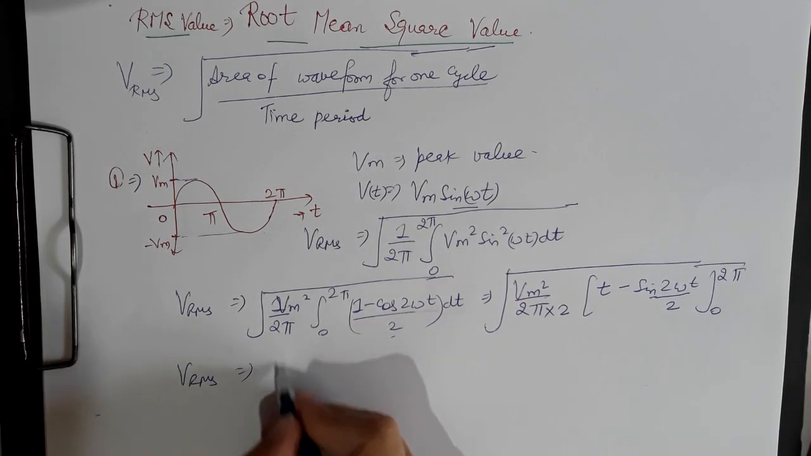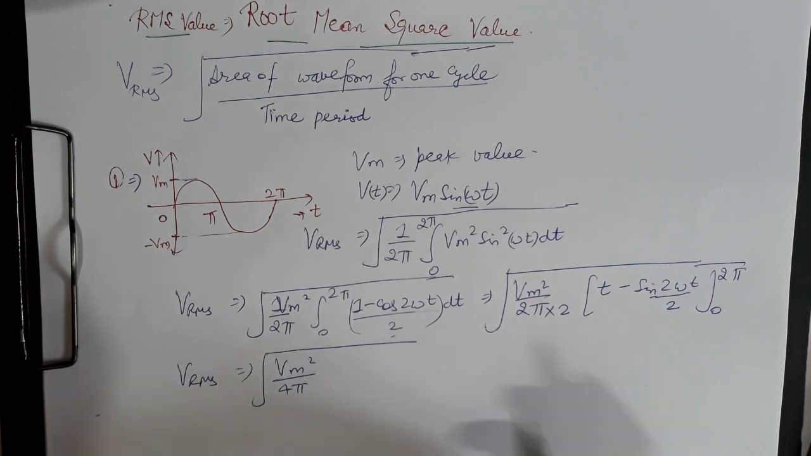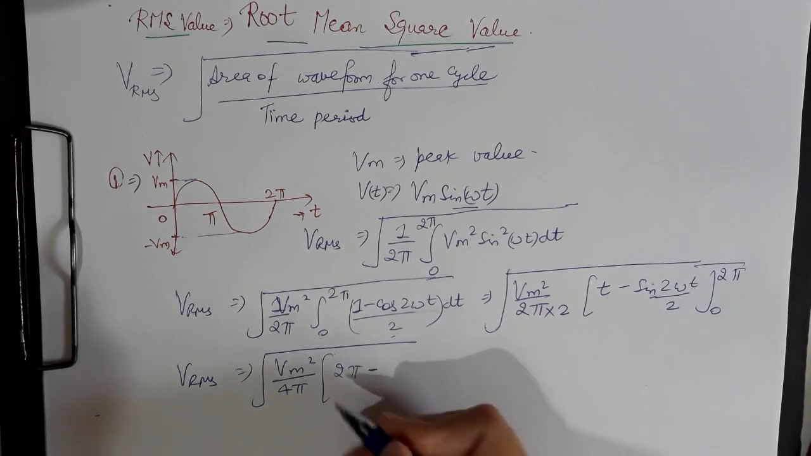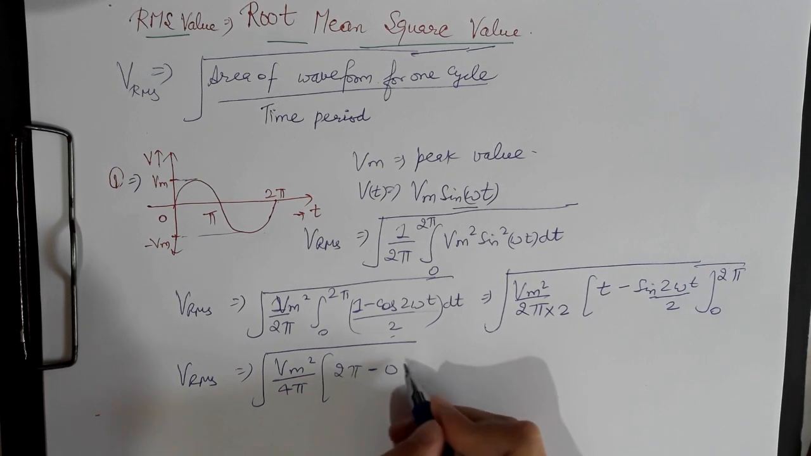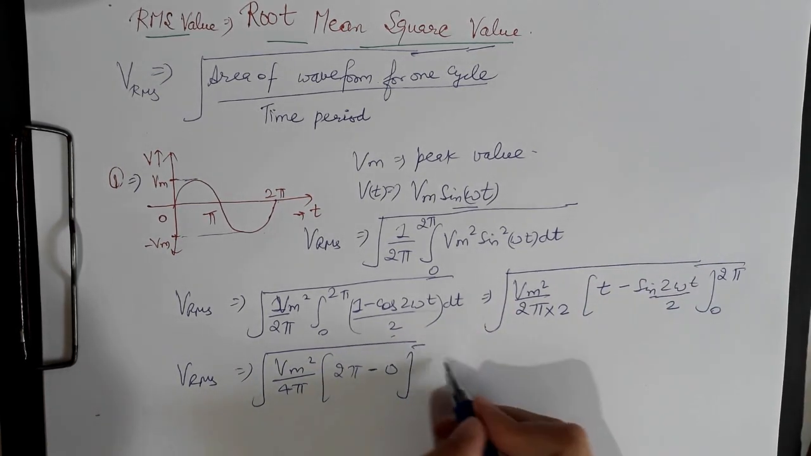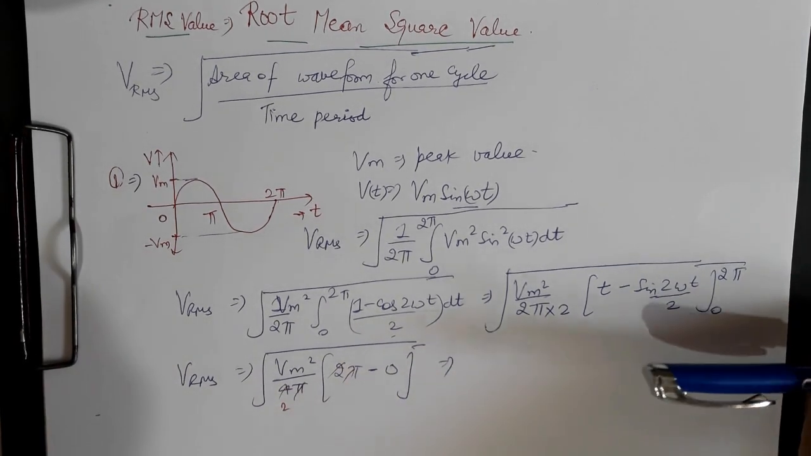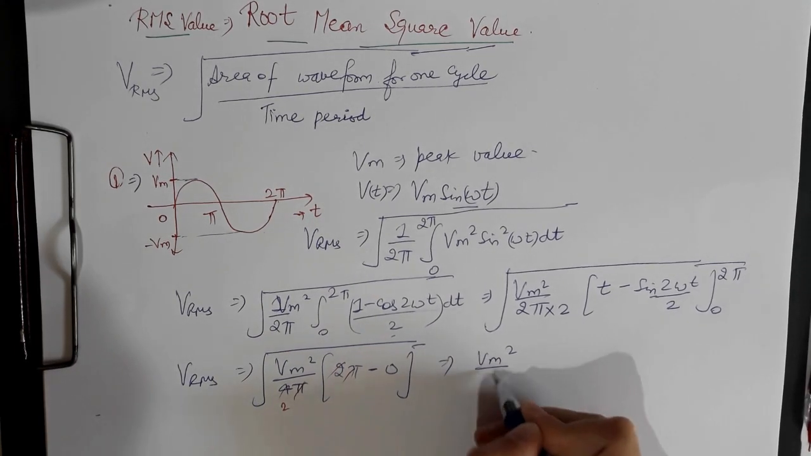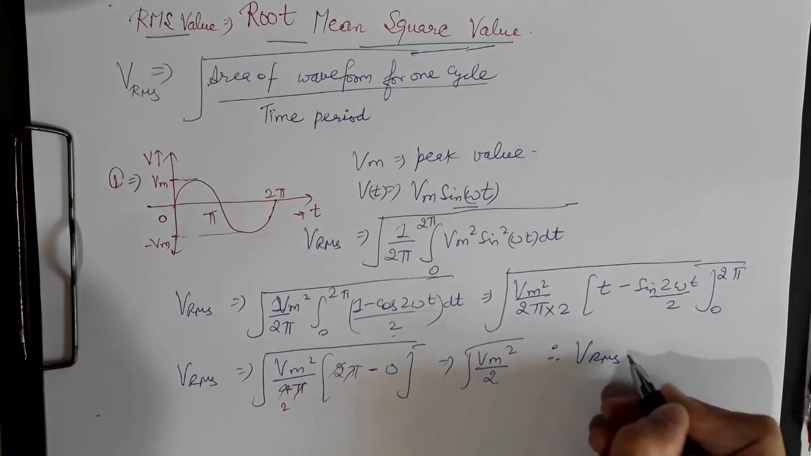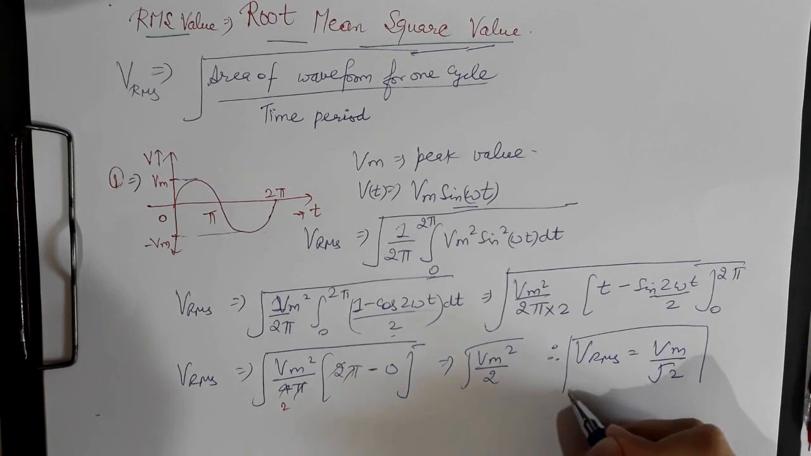This comes out to be Vm square upon 4 pi. Putting the values, this is 2 pi minus sine of 4 pi is 0, sine 0 is 0, so here the value is 0. Now solving it, this cancelled, this is 2, Vm square upon 2 under the root. So friends, here VRMS is Vm upon root 2 of this sinusoidal waveform.